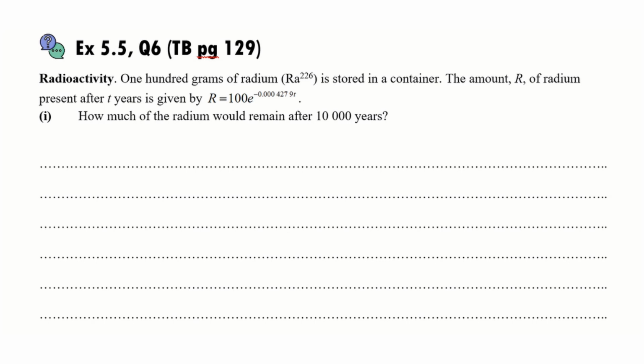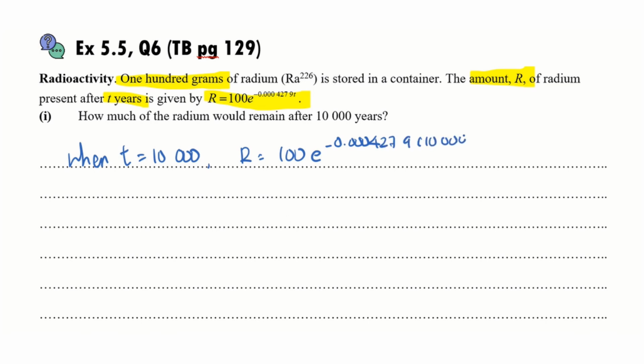We will now take a look at exercise 5.5 question 6, where the question talks about radioactivity. We are told that there is 100 grams of radium at the beginning that is stored in a container. Then the amount of radium after t years is given by this formula over here. In part 1, we want to find out how much of the radium would remain after 10,000 years. So that means when t is equal to 10,000, we will substitute it into the formula itself, and hence we would be having this.